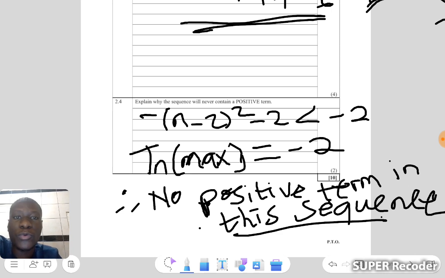Or if you have another way that you understand better, you can use it here on 2.4. This is a general question, so it's not compulsory to do this. If you know another way, you can do it, right? All right, let's move on.